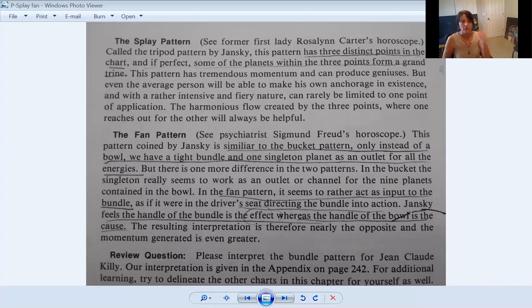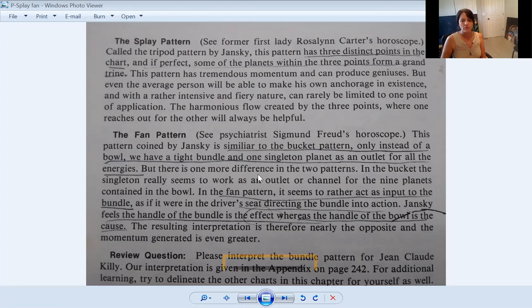This pattern has tremendous momentum and can produce geniuses. But even the average person will be able to make his own anchorage in existence, and with a rather intense and fiery nature, can rarely be limited to one point of application. The harmonious flow created by these 3 points, where one reaches out for the other, will always be helpful.